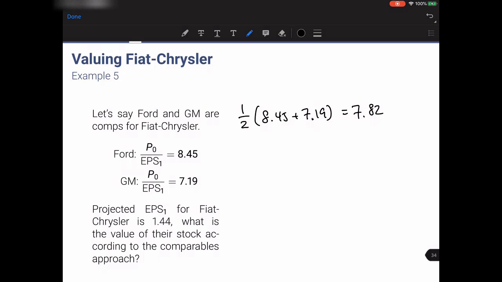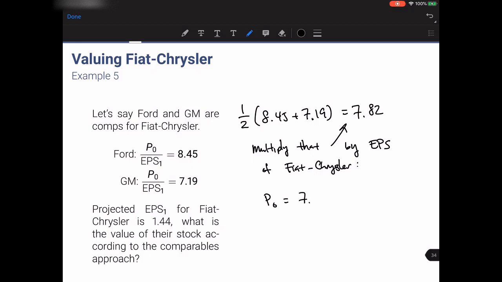So let's multiply that number, $7.82, by the EPS of Fiat Chrysler. So that's equal to 7.82 times 1.44, which is equal to $11.28. Okay.